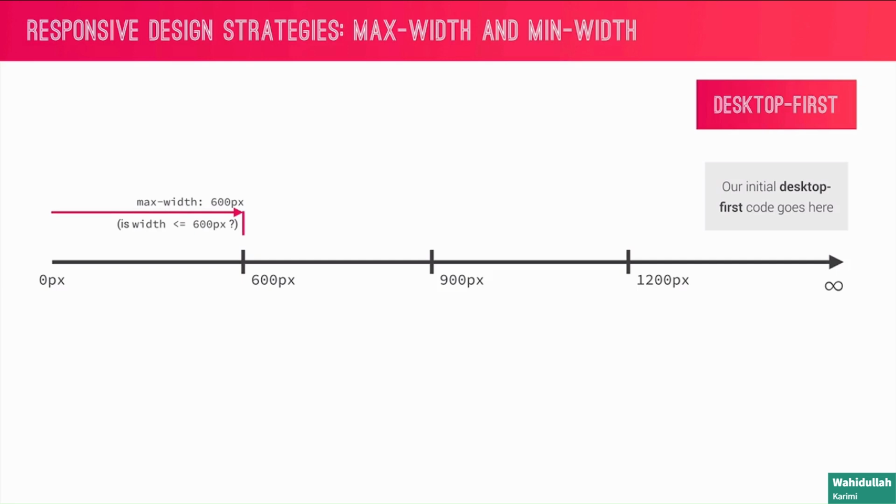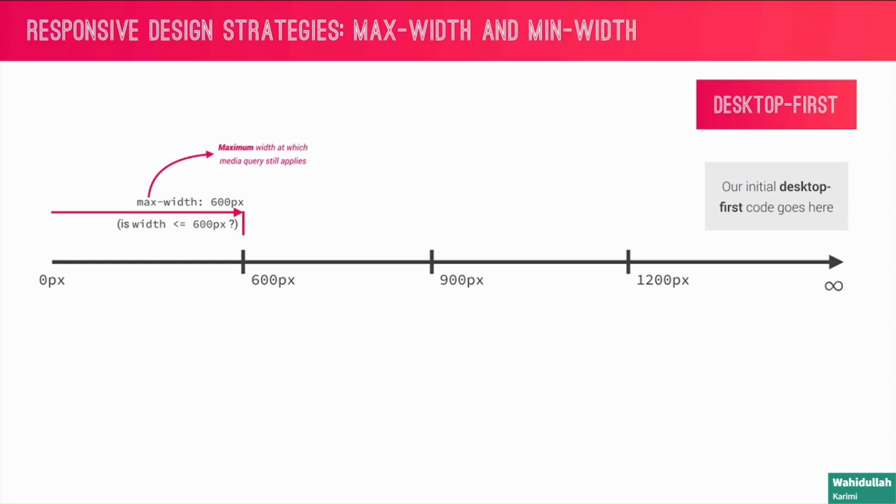So max width 600 pixels. So what this media query does is that it basically checks if the current viewport width is smaller or equal to 600 pixels. And if it is, then all the CSS code that is in this media query will apply. And if not, that specific code will just not apply. So what this means is that the max width is 600 because that is the maximum width at which the media query still works. It still applies. And after that, it stops working.